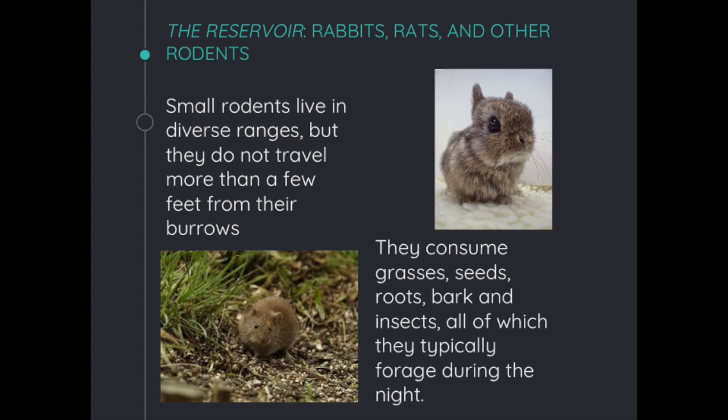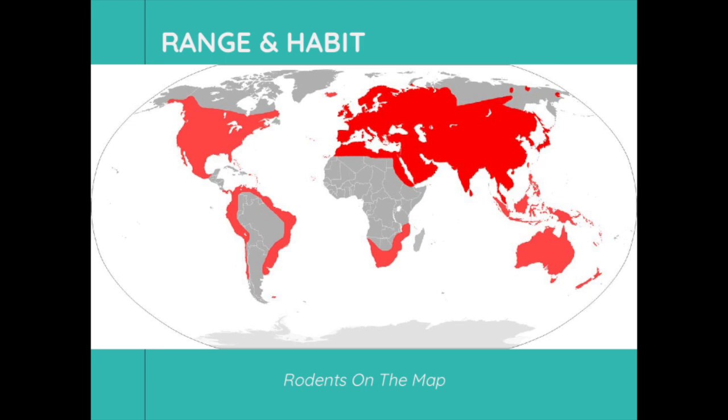We identified our reservoir as small rodents, including field mice, rabbits, and rats. These animals are commonly pests and never venture far from their homes. They're active all year long and are able to avoid predators by staying close to their burrows, and they store food in order to survive long winters. These rodents are found across the world, particularly in North America, Europe, and Asia.